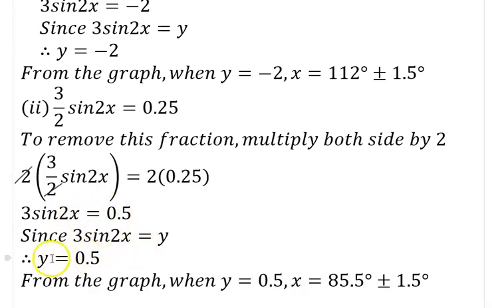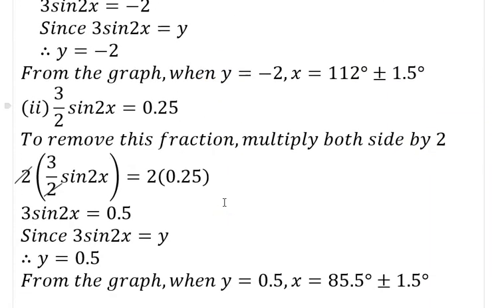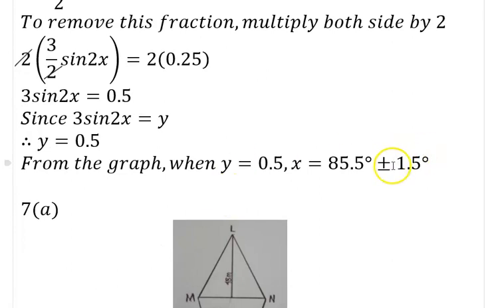Just go and check your graph. At 0.5, what is the value of your x? Let's check. At 0.5, look at it. This is 0, this is 1. So here is our 0.5. If you trace it down, your x will be 85.5 degrees. You know, we are plotting a graph, so it's plus or minus. So that's why we have our x as 85.5 degrees plus or minus 1.5.